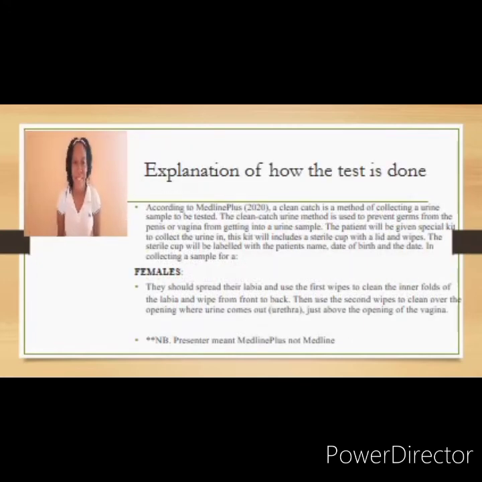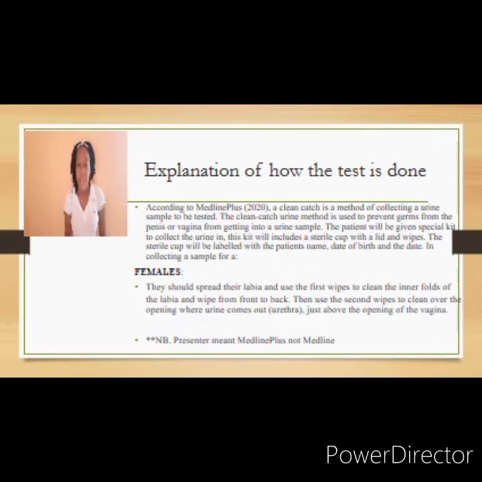Hi guys, I'm Tashira Sinclair and I will be explaining how the test is done. According to Medline 2020, a clean catch method is used for collecting urine samples to be tested. This method is used to prevent germs from the penis or vagina from getting into the urine sample. The patient will be given a special kit, and it includes a sterile cup with a lid and also sterile wipes. The sterile cup will be labeled with the patient's name, date of birth, and the date the sample was collected.